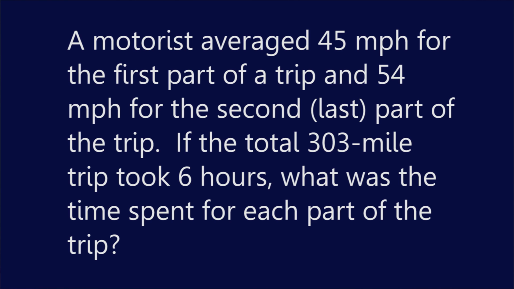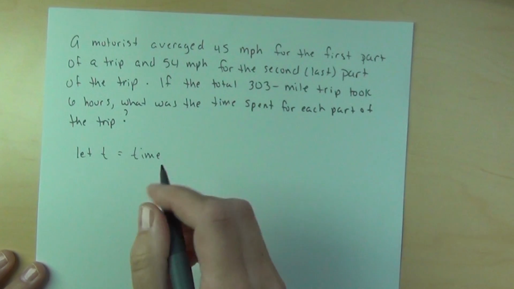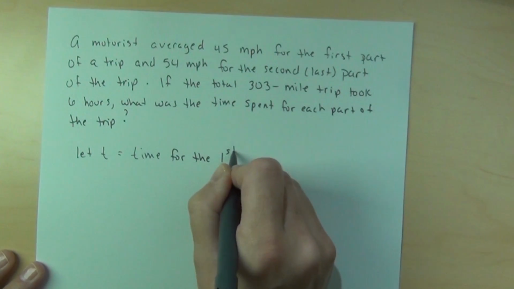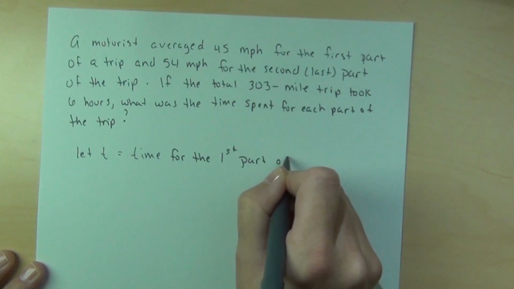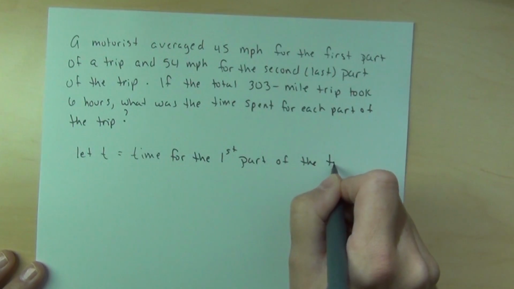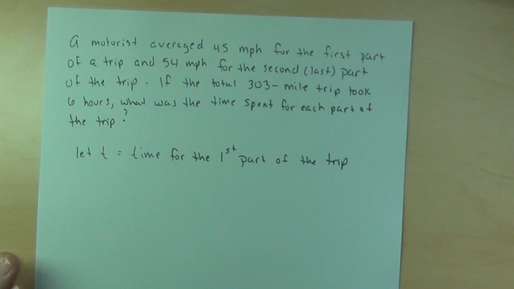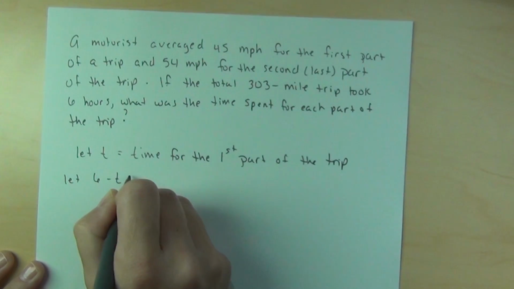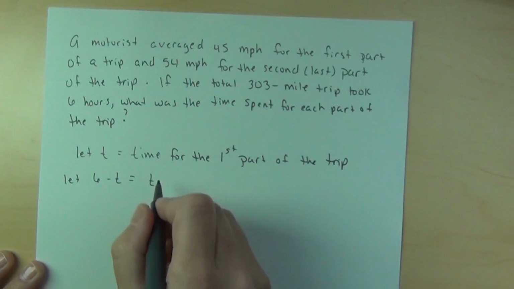So of course the first thing we want to do is label our unknowns. Alright, so we're going to let T represent the time for the first part of the trip. And since the total trip was 6 hours, we're going to let 6 minus T be the time for the second part of the trip.